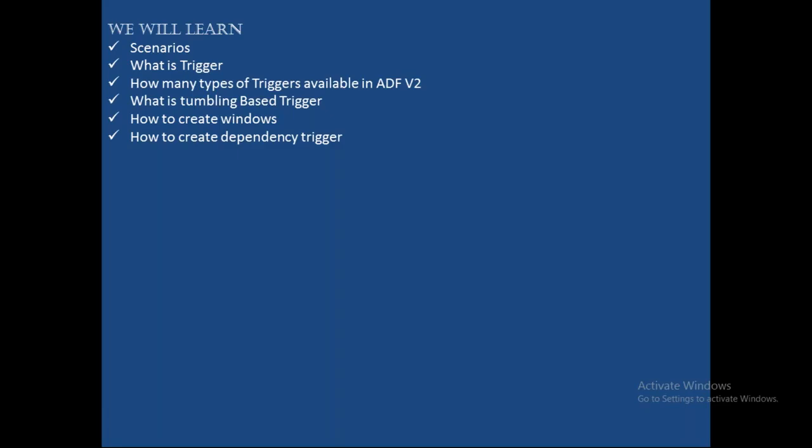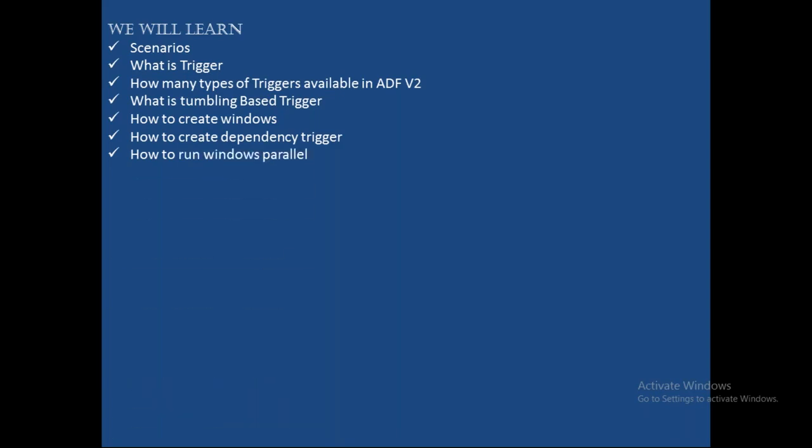We have two things you can do in tumbling based trigger. One is you can load the historical data. Second one is you can maintain the dependency. This is one of the ways to maintain the dependency between the pipelines in Azure Data Factory. But there are other ways. This is only one of the solutions, but there are other solutions available. We will discuss all of those things.